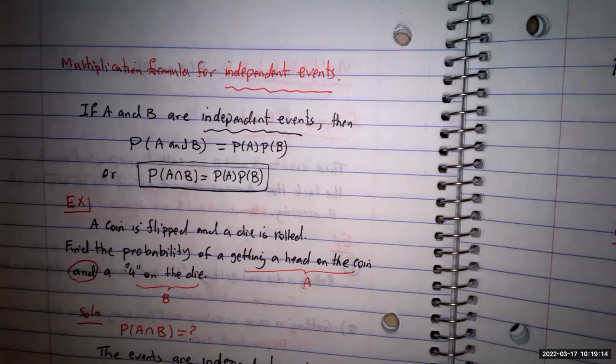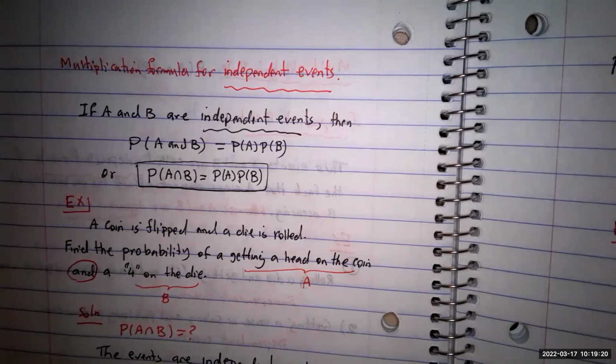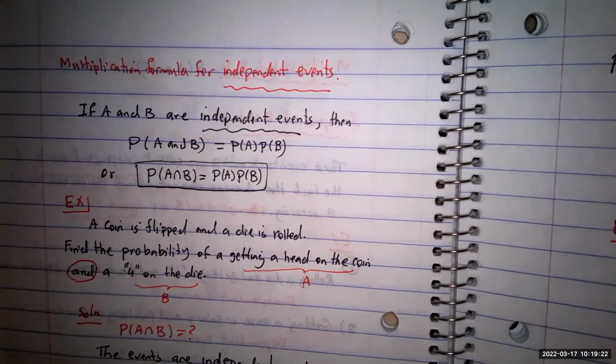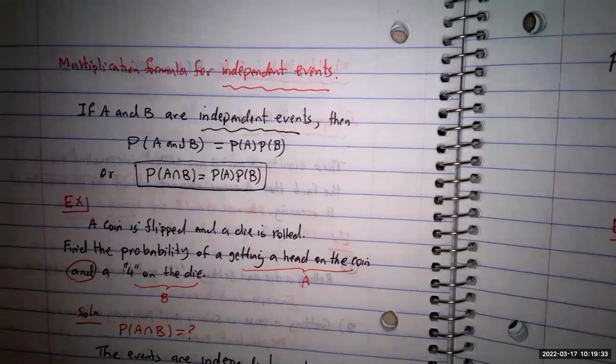So we talk about the events. If you get two events in which the probability of one of them has nothing to do with what would happen to the other one, these events are going to be called independent. If the events are independent, then the probability of A and B would be simply the probability of A times the probability of B.